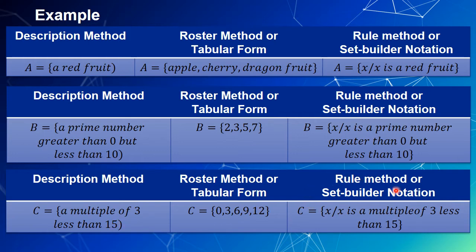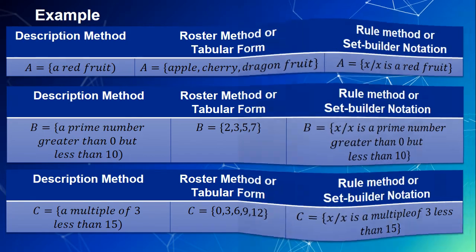To write the rule method or the set builder notation, again, you're just going to copy the description and then add x such that x, or x slash x.